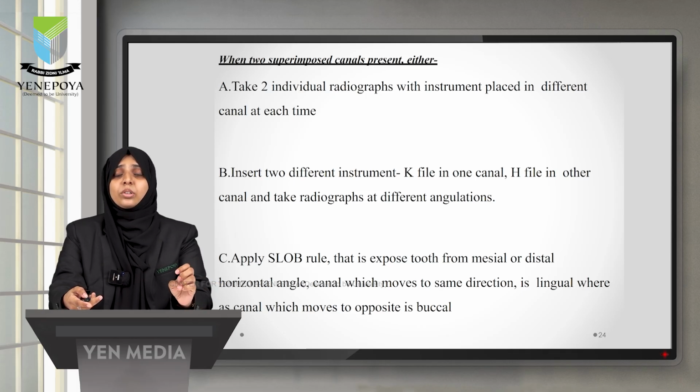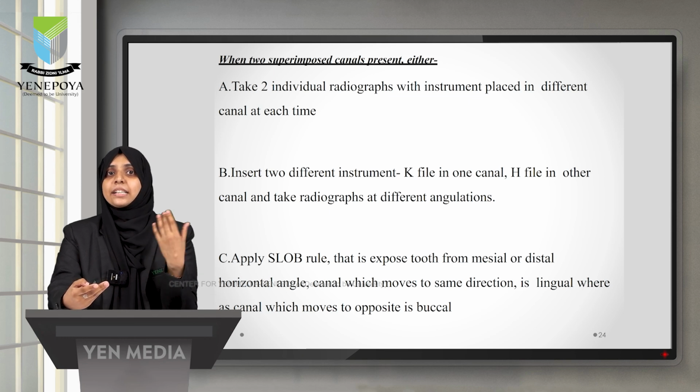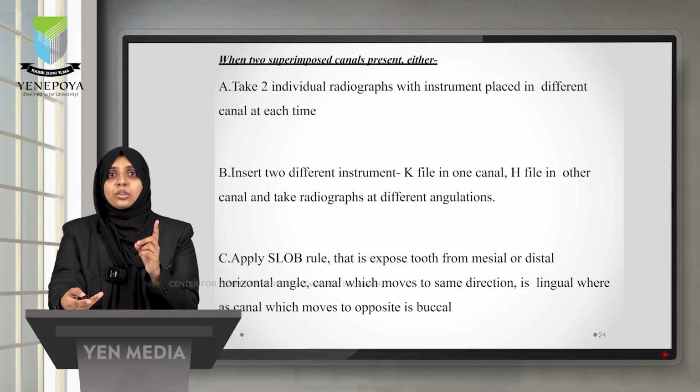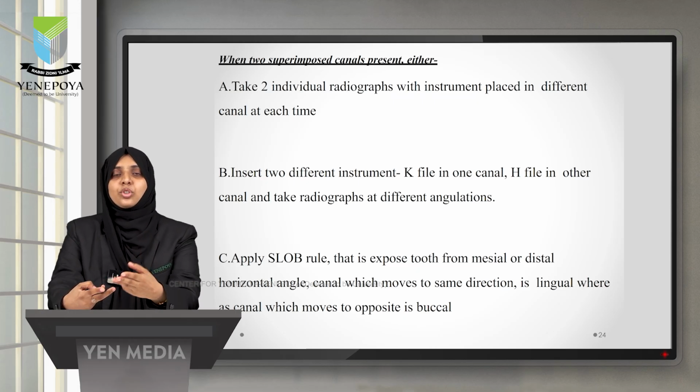Now coming to the case where there are two superimposed canals, that is in maxillary premolars, where you can see there is a buccal and a palatal canal. When you take a radiograph, there could be a superimposition of the roots, so you will not be able to appreciate the apex clearly in such cases, or in mandibular molars, wherein the mesiobuccal and the mesiolingual canals are overlapping. So in those cases, how do you take a radiograph? In such cases, there are three different methods which you can follow.